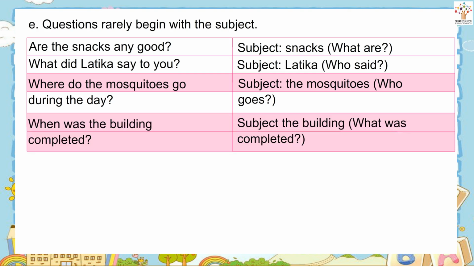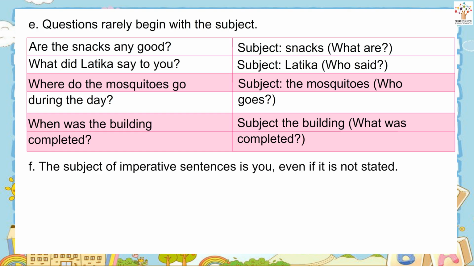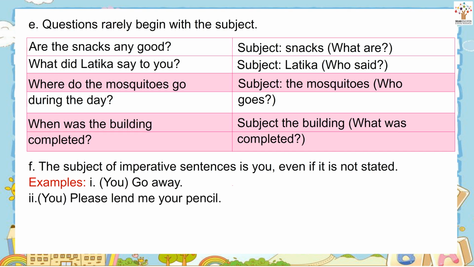When was the building completed? Subject: the building. What was completed? The subject of imperative sentences is you, even if it is not stated. Examples: Go away. Please lend me your pencil.